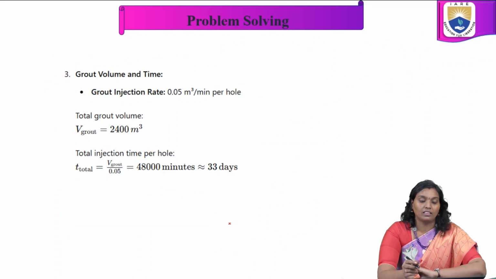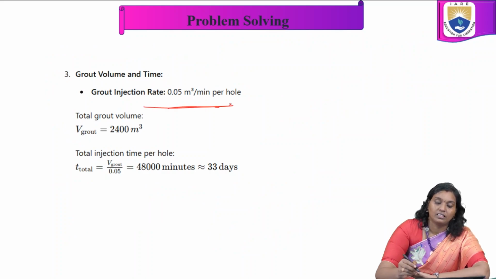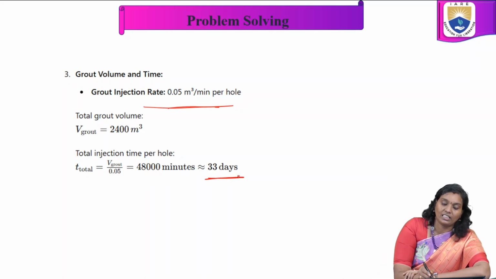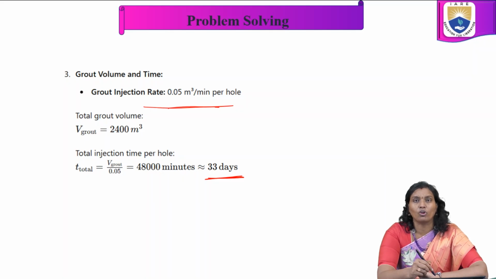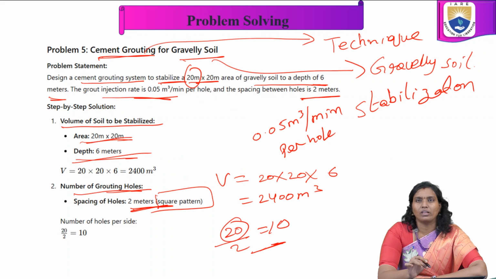After that, the grout volume. We are going to inject the grout at a rate of 0.05 meter cube per minute. Finally, the total injection time per hole is 33 days. Using the calculations, we get this total injection time per hole of 33 days. So like this, we understand how much time is required for cement grouting for gravelly soil as per the given data.